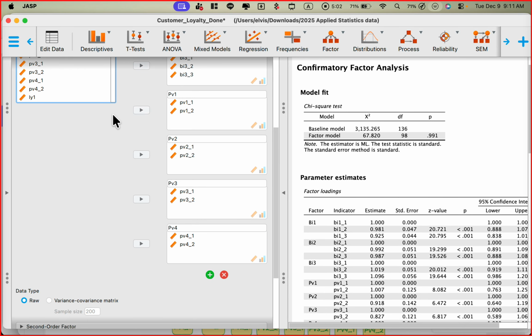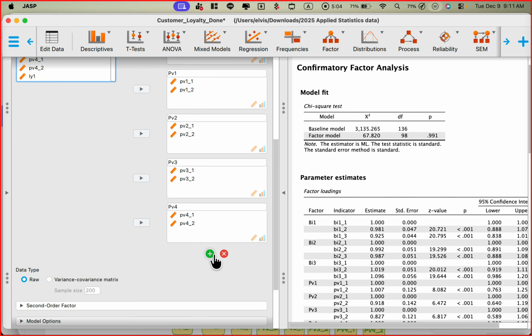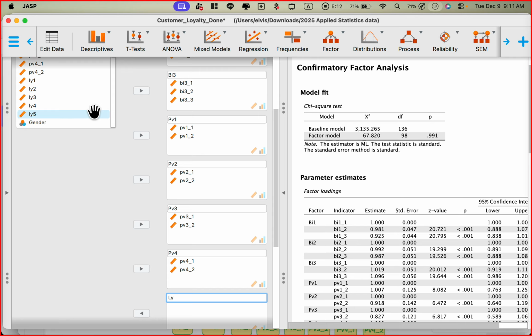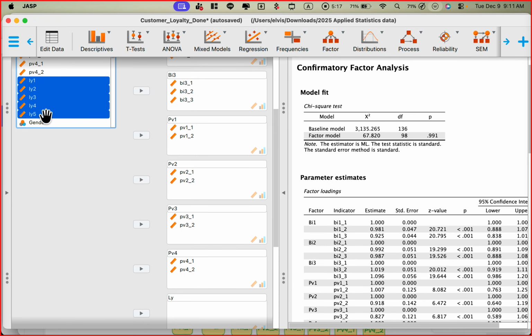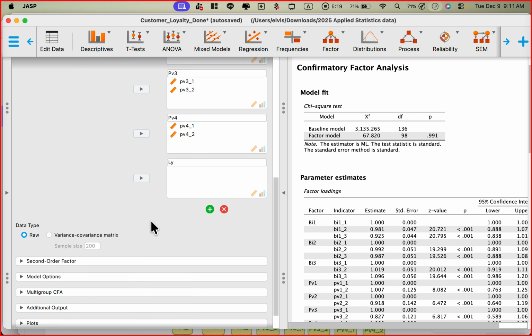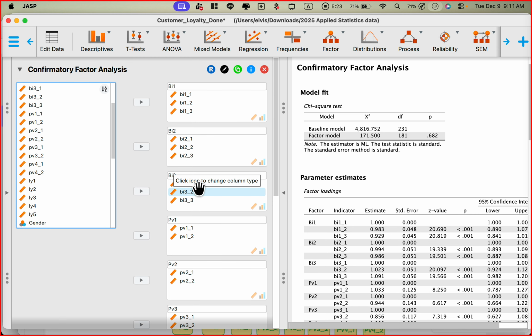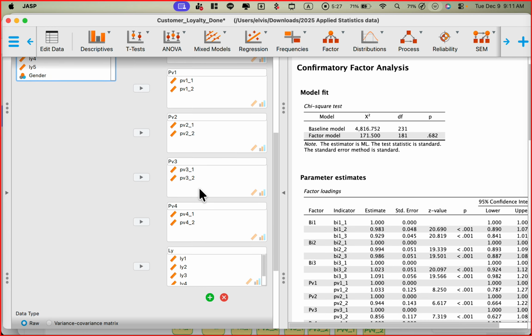Okay. Now the last factor, we call it customer loyalty. So LOY means loyalty. So LOY1 to LOY5 have 5 indicators. Okay, good. Now we have 8 factors in CFA model.